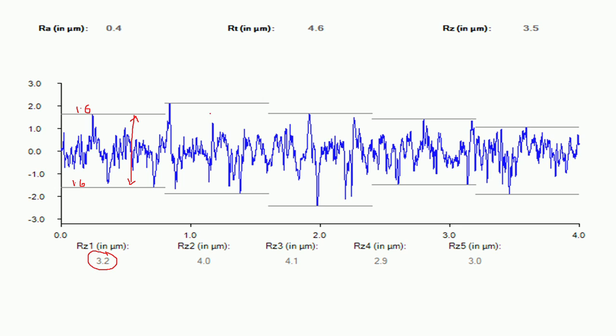Similarly, the RZ value for this particular sampling length is this one. So here this is 2 micrometer, and here it is 2 micrometer. So peak to valley distance is 4 micrometer. Similarly, RZ3 is 4.1 and RZ4 is 2.9 and RZ5 is 3. So when we calculate the average of these 5 values, we get this RZ of 3.5 micrometer. This is average RZ value.